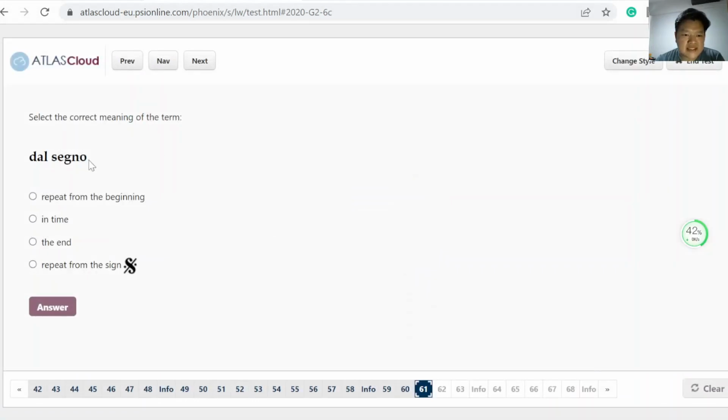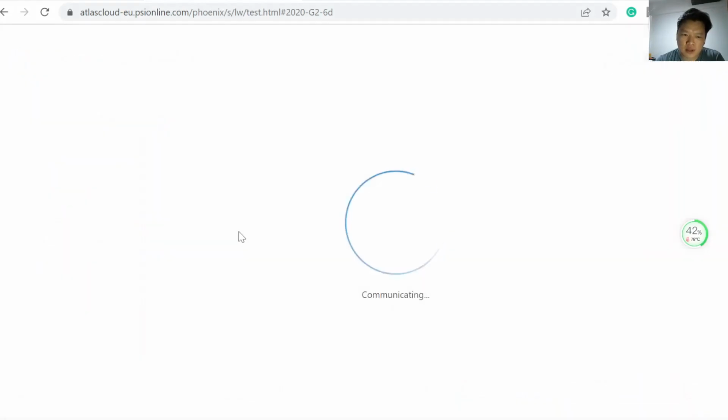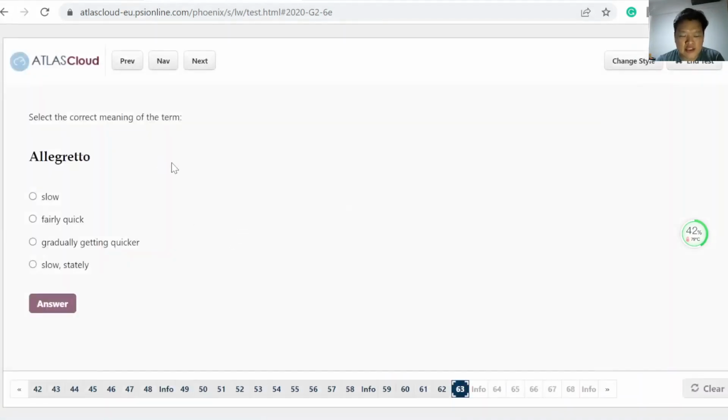Then, is a sign, correct? This is the sign, so it's actually repeat from this sign. Dolce means sweetly, right? Sweet. Allegretto is between allegro, slightly slower than allegro, or you can say slightly faster than allegro. Slightly slower or slightly faster. So slow is out, getting quicker also out, slow is out as well. Okay, so it's very quick.